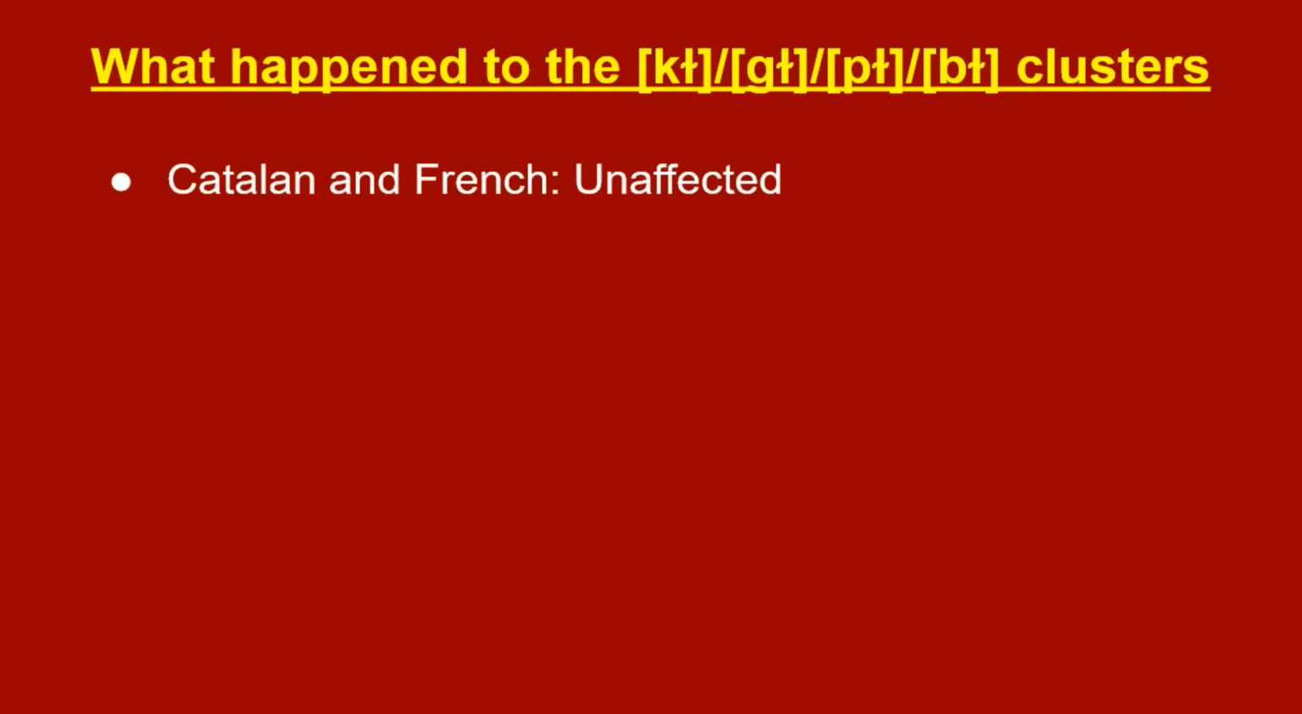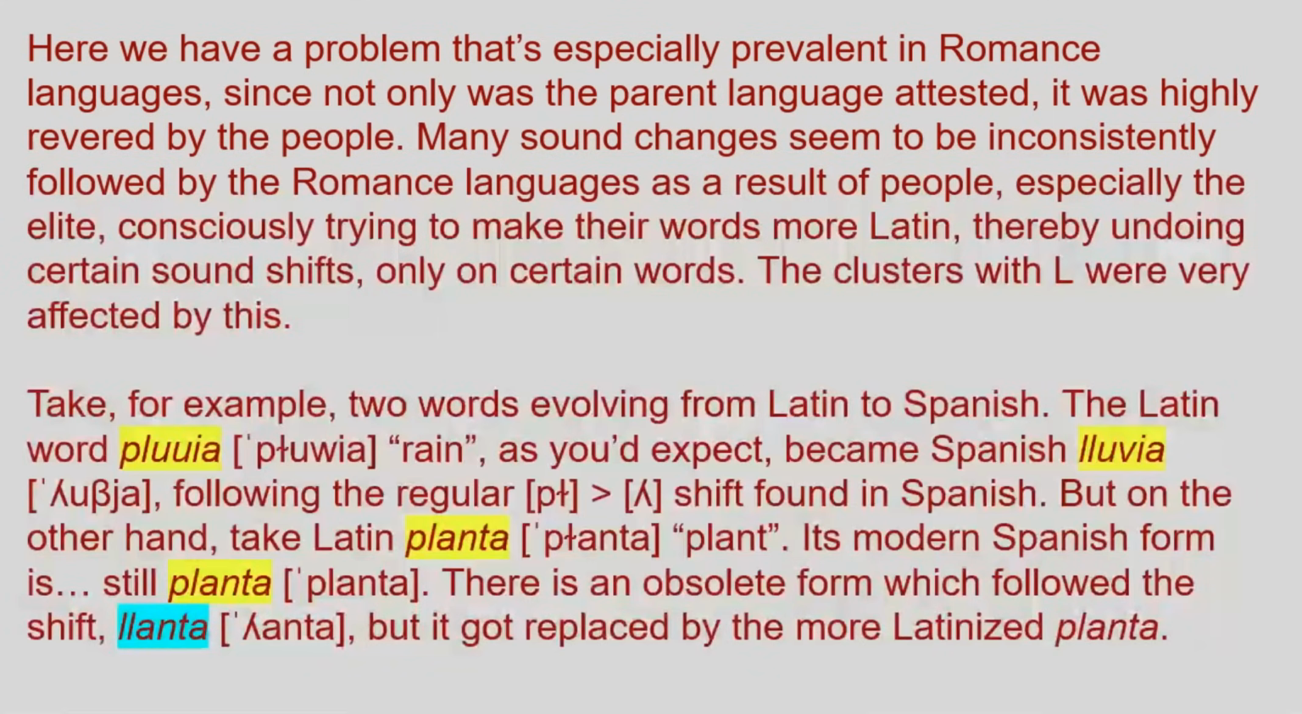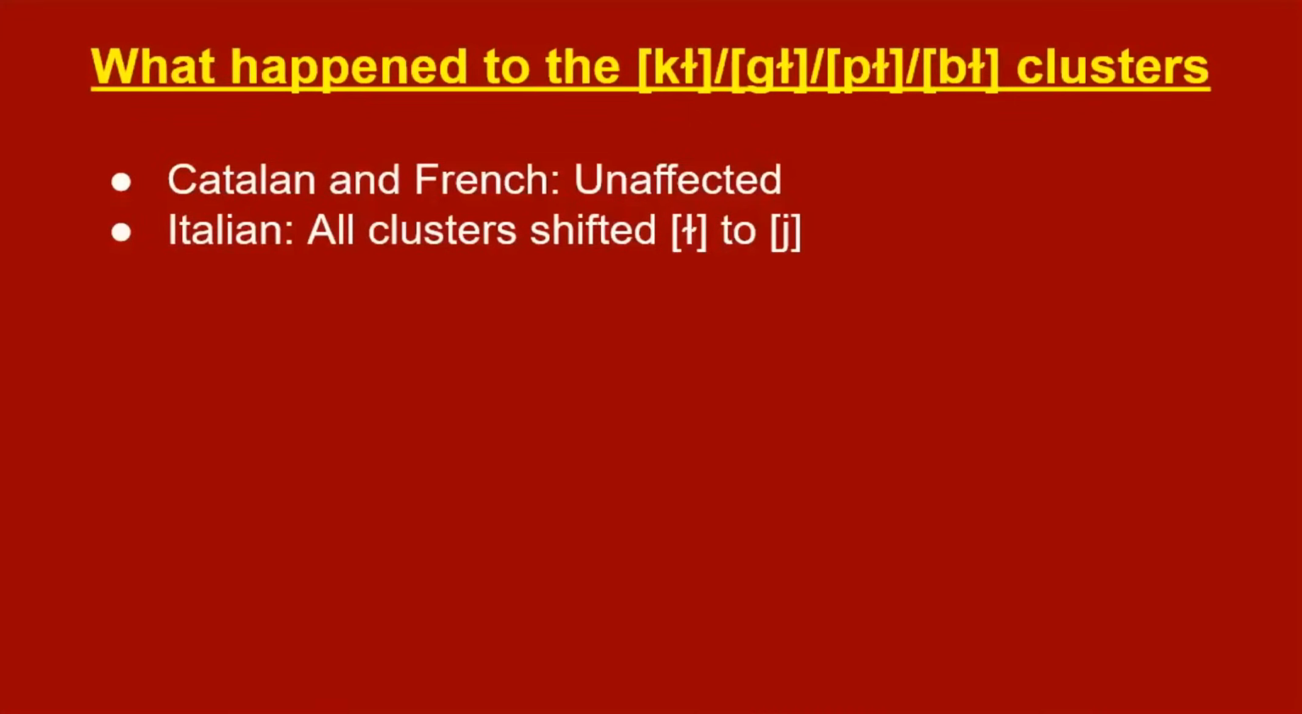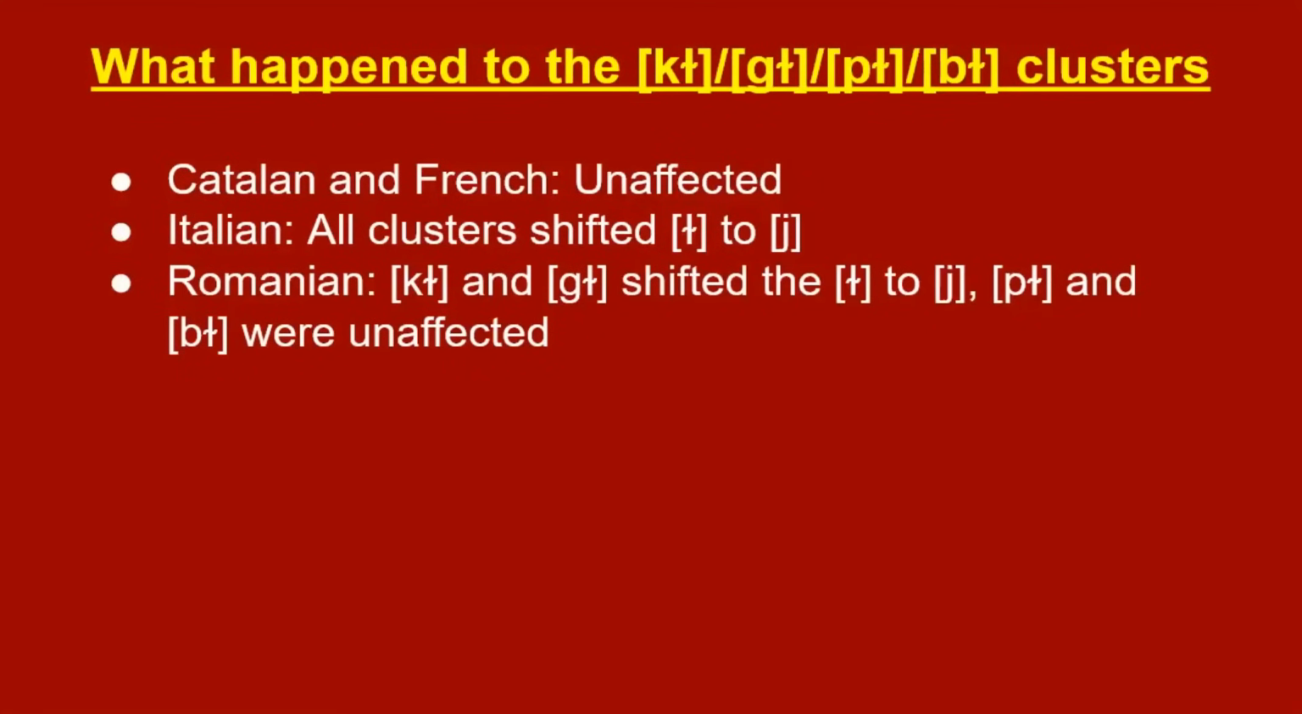And finally, we have gle, gle, ble, and ble. To start simply, these clusters survived unaffected into Catalan and French. As for the rest of the shifts, they're highly inconsistent, mostly due to the upper classes trying to undo sound changes that happened in their languages, resulting in the sound changes applying to some words but not others. One of the easier sound changes is that in Italian, all these clusters switched the le to ye, while only kle and gle did that in Romanian.